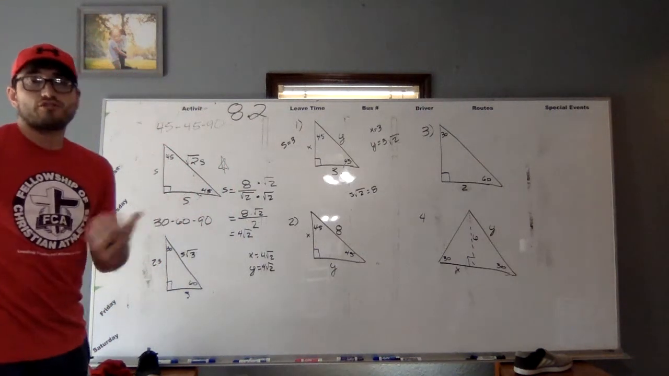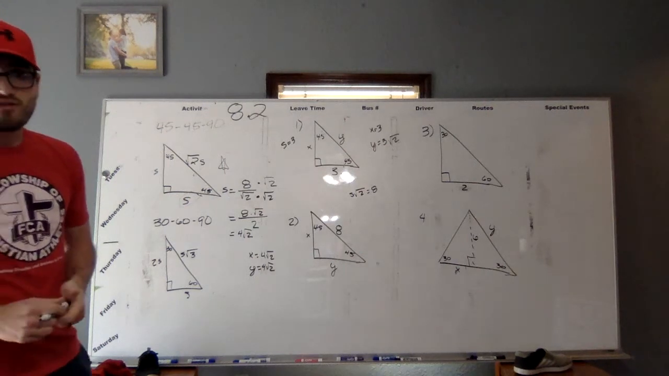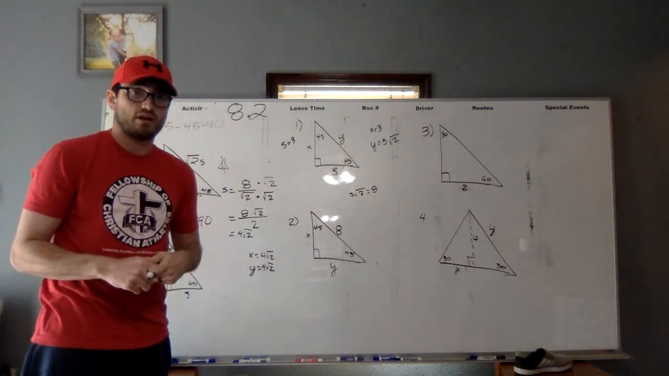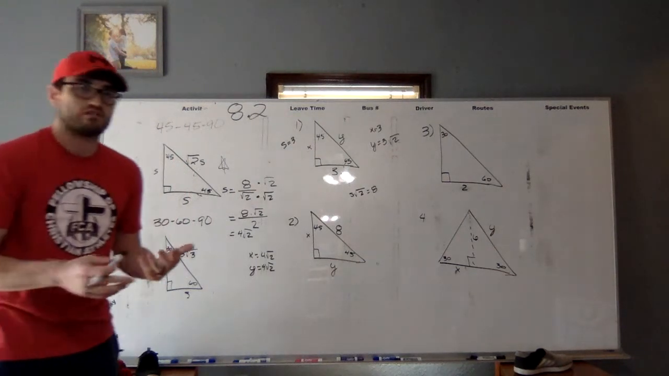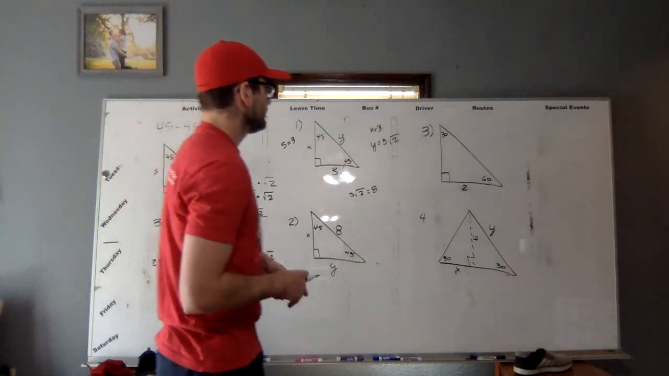Okay? So those are 45-45-90s. Remember, if you get S first, usually that's going to be the easier form. If you have the square root of 2 times S, then you have to work backwards. It takes a little more time. Okay? On to number 3.